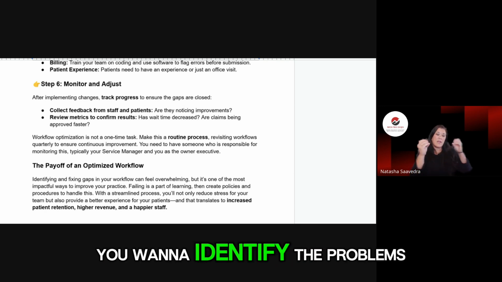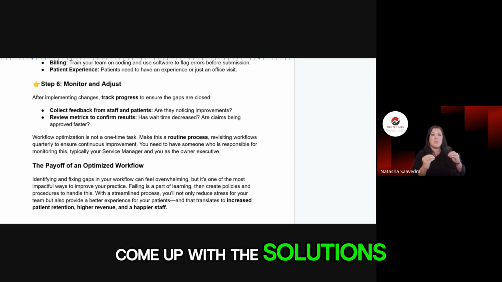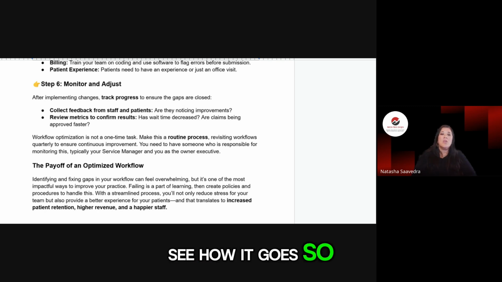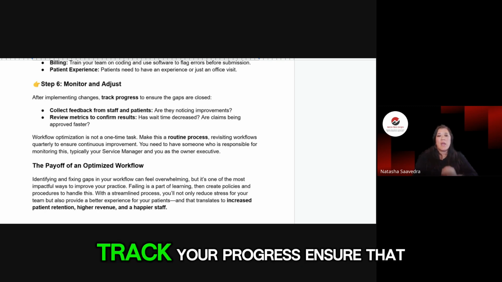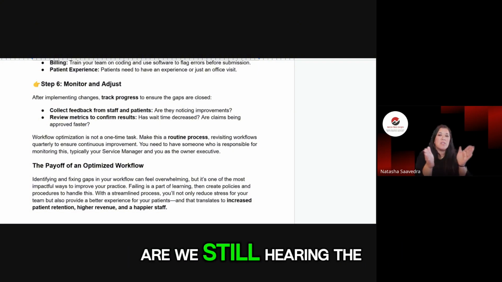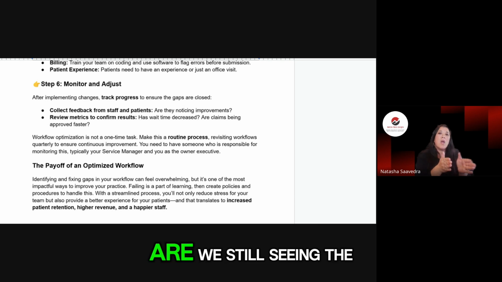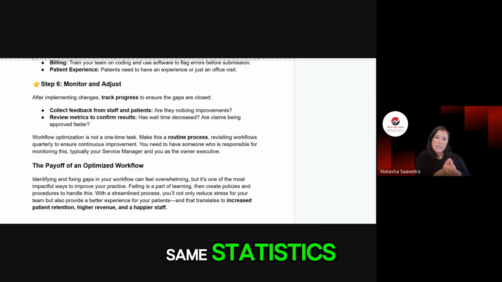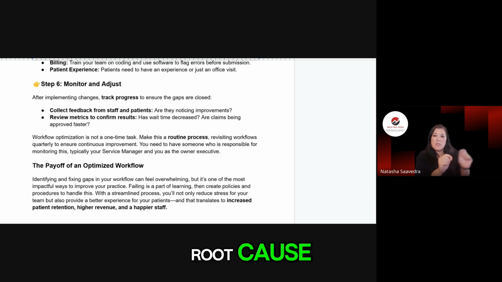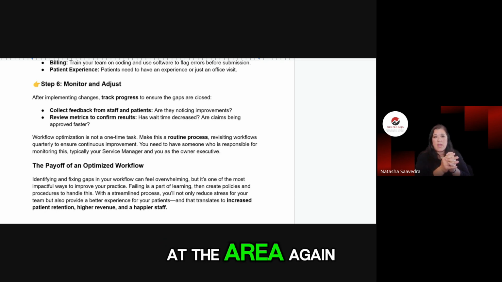So step 6 is you want to monitor and adjust. You want to identify the problems, come up with the solutions, and then put that into practice, see how it goes. So after implementing changes, track your progress, ensure that those gaps are closed. Are we still hearing the same complaints? Are we still seeing the same statistics? If that's the fact, then you haven't found the root cause. So go back and look at the area again.